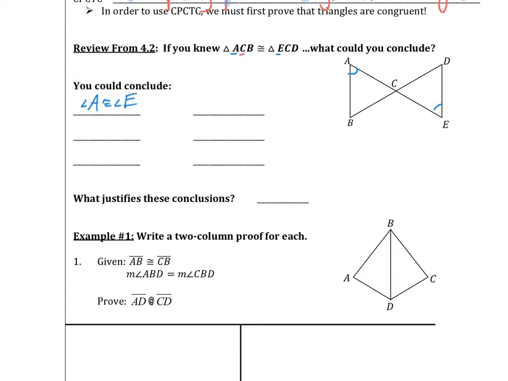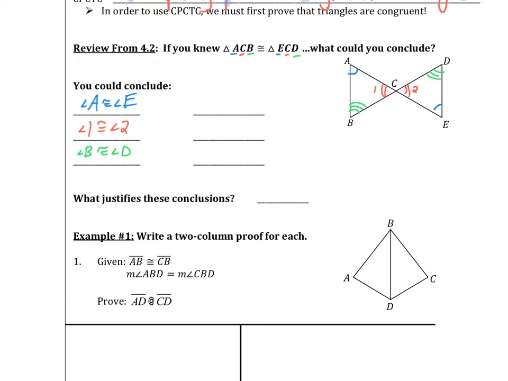Okay, what matches up with C? C. So then these two angles here, actually let's make this simple. Let's call this angle 1 and angle 2. So you'd say angle 1 is congruent to angle 2. And then B matches up with D. So angle B is congruent to angle D. So those are the corresponding angles.